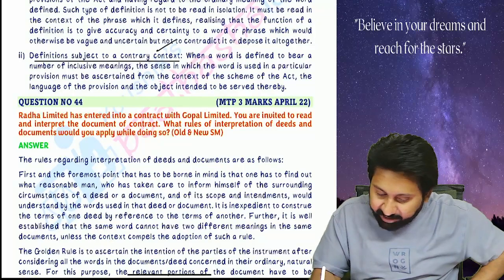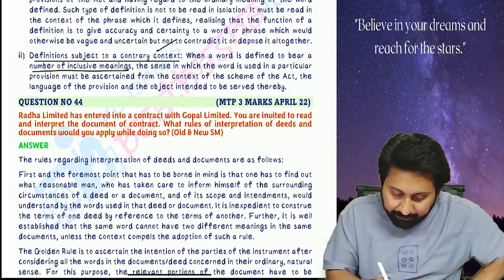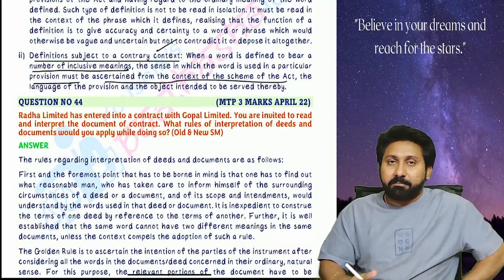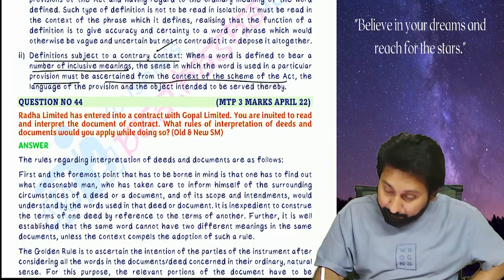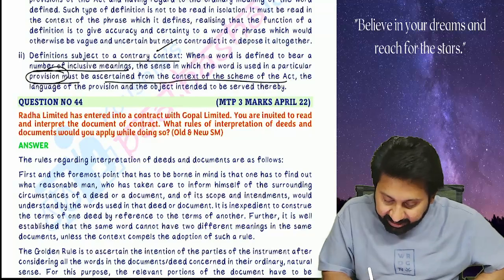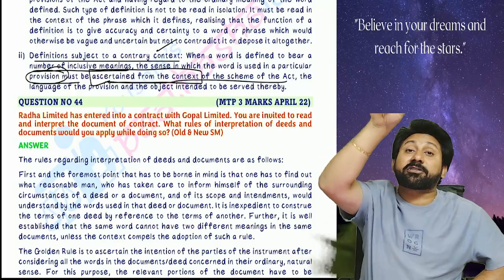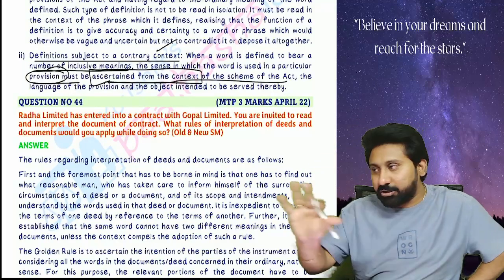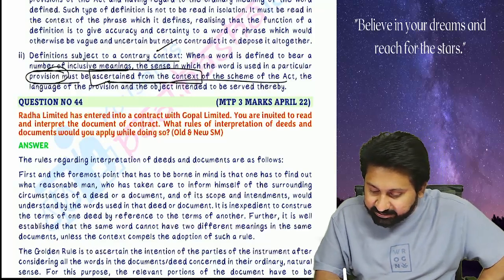Where a word is defined to bear a number of inclusive meanings, the sense in which it is used in the particular provision must be ascertained from the context of the scheme of the act. That means generally foreign company means they have given the list. That is general. But in a particular provision, if they use it differently, it should be ascertained from the context. In the context of subsection 2 of section 234, the foreign company details given in section 2 clause 42 should not be considered. The language of the provision and the object intended to be served thereby.